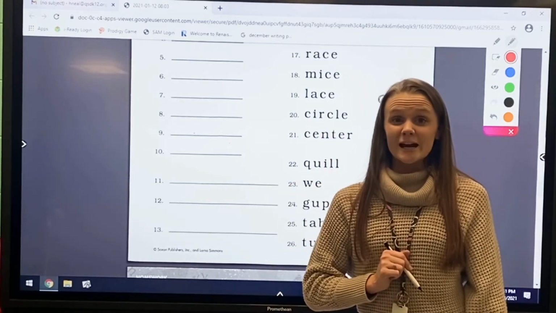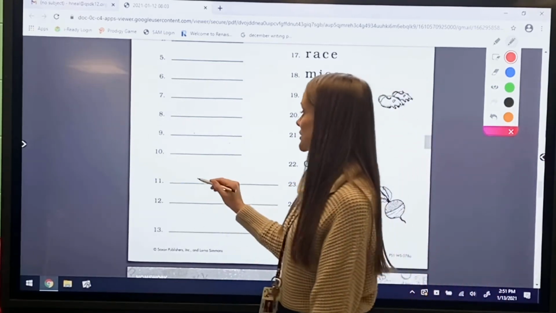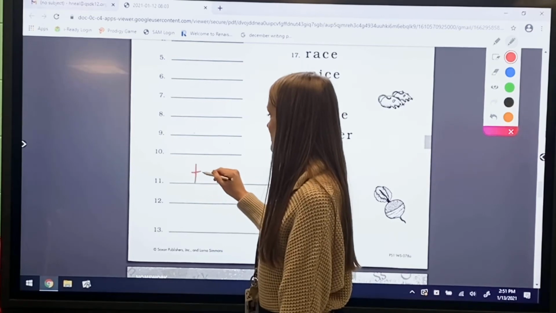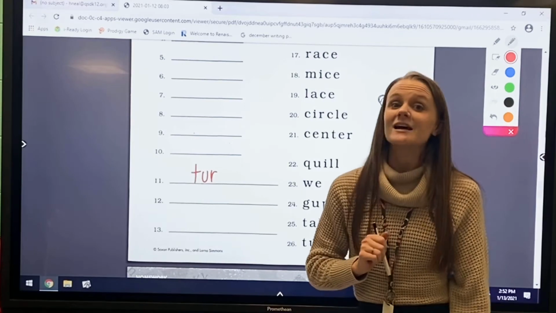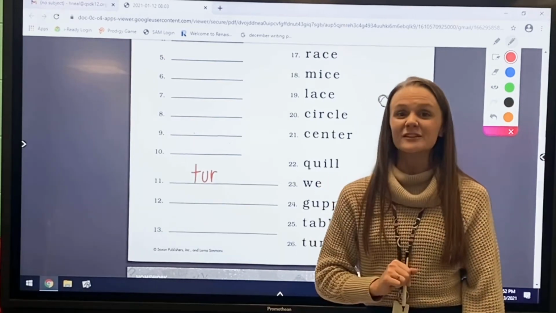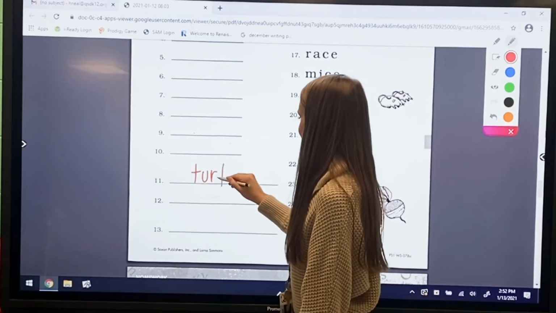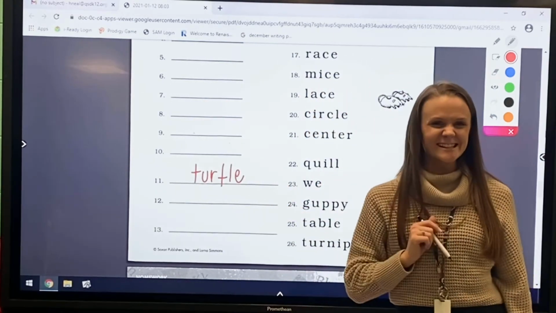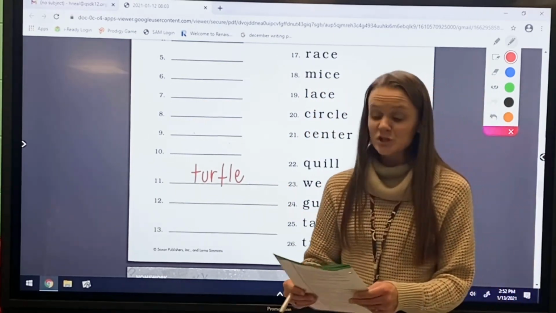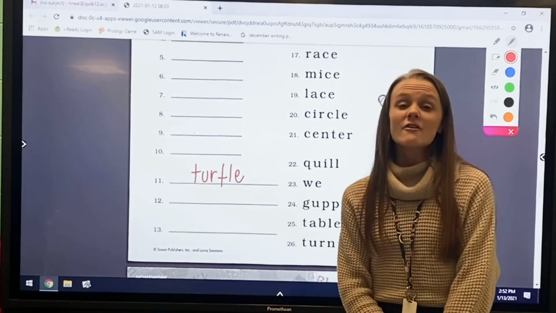Let's start by writing tur. I hear t and Er, tur. Now let's write the L sound. And we all know how to spell it. T-L-E. Turtle. Excellent. For number 12, we're going to spell the word far.